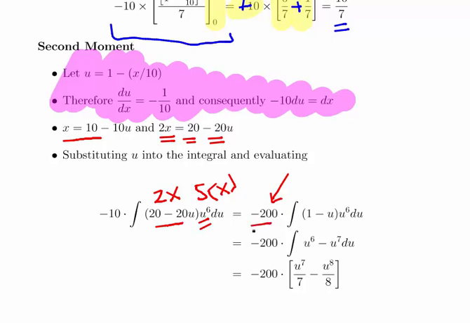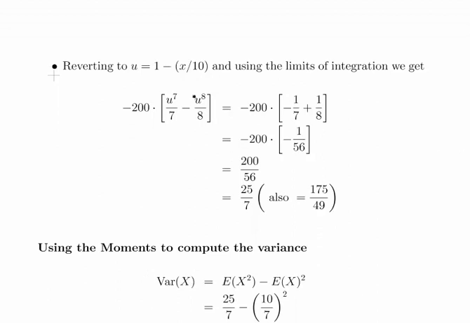So take out the 20, we have minus 200, and we're left with (1 minus u) times u to the power of 6, which is u to the power of 6 minus u to the power of 7. We get the integral of that, du. So we end up with minus 200 times (u to the power of 7 over 7 minus u to the power of 8 over 8). Putting in our values again, reverting to u equal to 1 minus x divided by 10, and using the limits of integration, in both cases we should end up with minus 1. When you evaluate it at 10, you should get 0. When you evaluate it at 0, you should get 1. So we should end up with minus 1 in both cases.